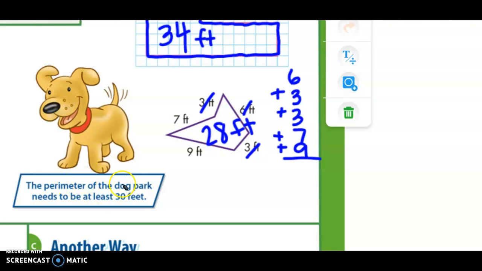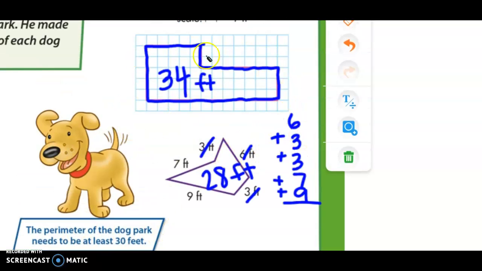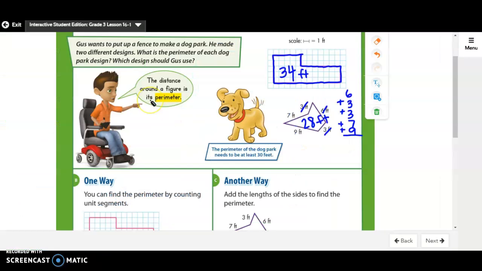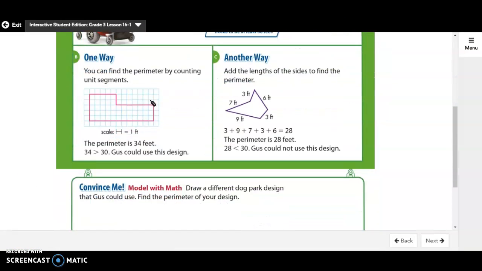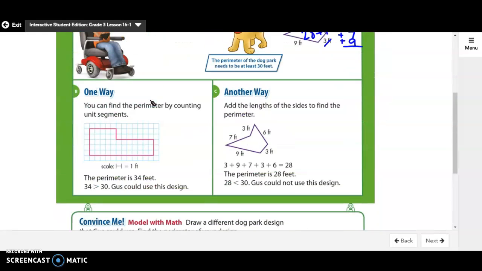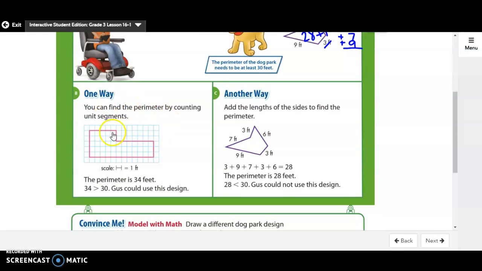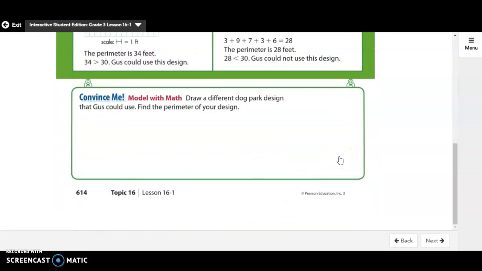So if our perimeter needs to be at least 30 feet, Gus needs to go with this design up here because its perimeter was 34 feet. Okay? And they're just telling you the two different ways that you could find the perimeter, by counting the lengths or just adding up the size of each side.